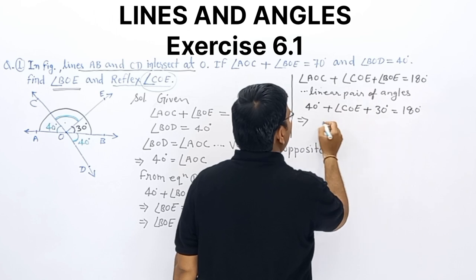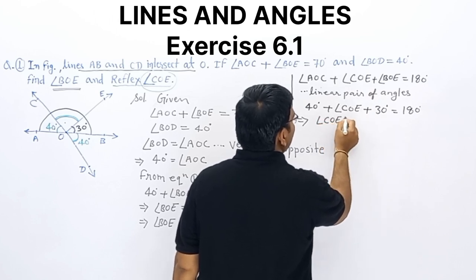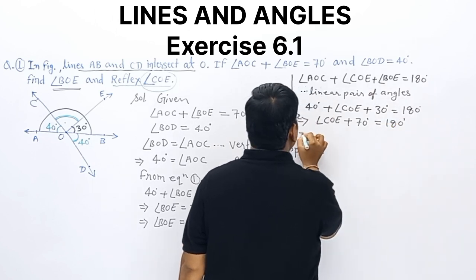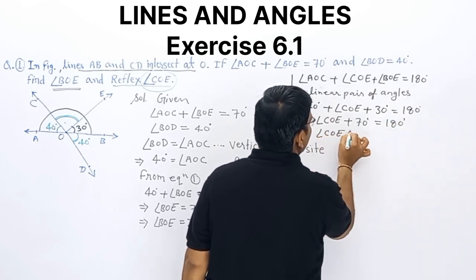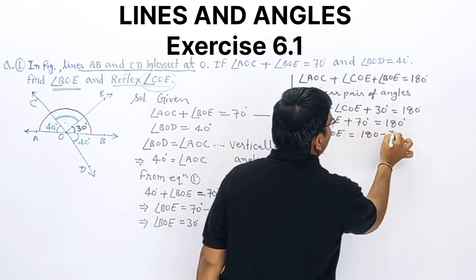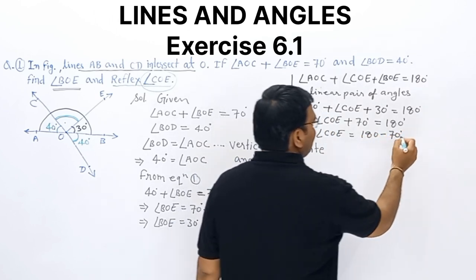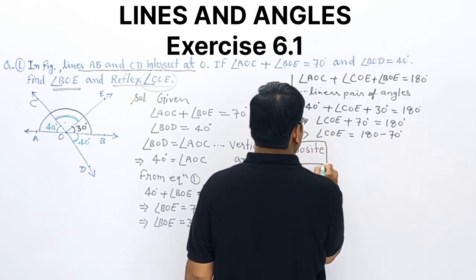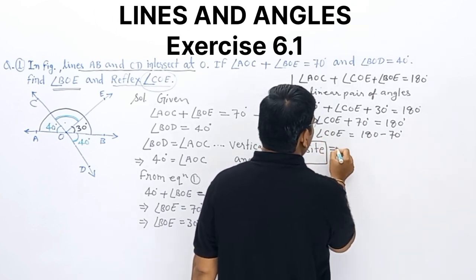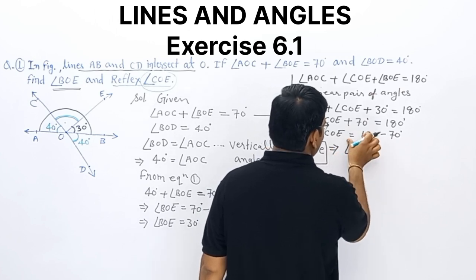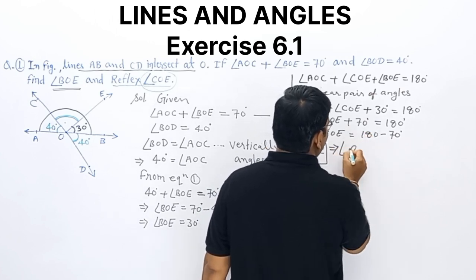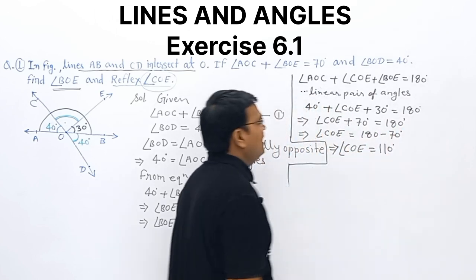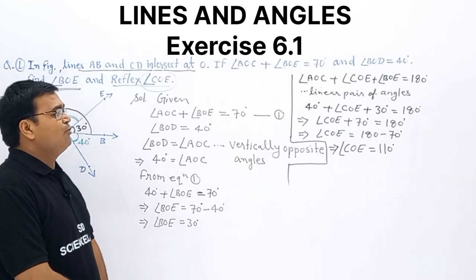40 plus 30 will be 70. Angle COE plus 70 degrees equals 180 degrees. Solve this one. Angle COE will be 180 minus 70 degrees. Once we solve this, angle COE will be 110 degrees. Clear? We have obtained angle COE.